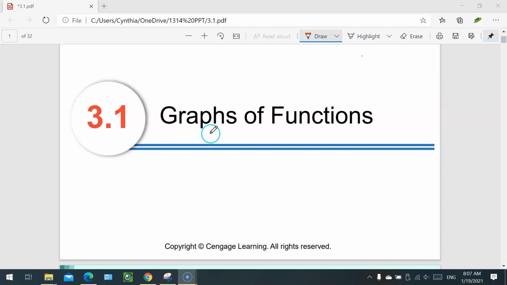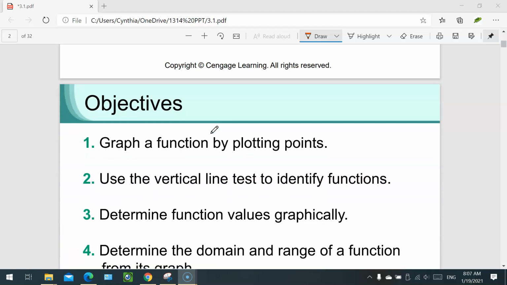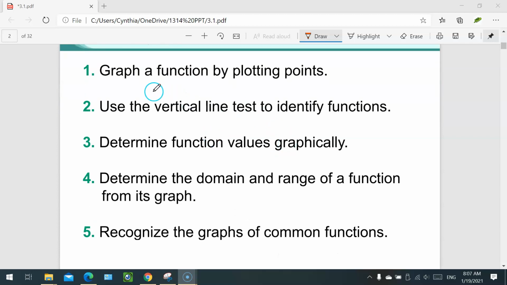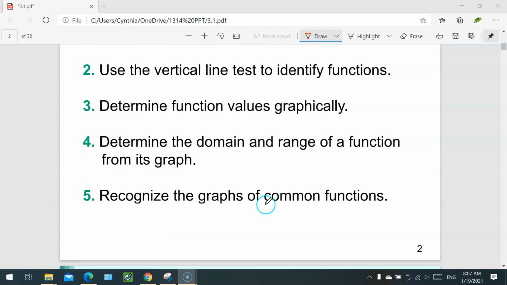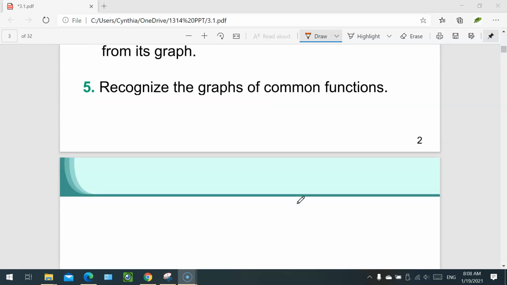3.1 Graph of functions. In this section, we are going to learn how to graph a function by plotting points, use the vertical line test, determine the function value graphically, determine the domain and the range of a function from its graph, and recognize the graph of common functions. Let's get started.